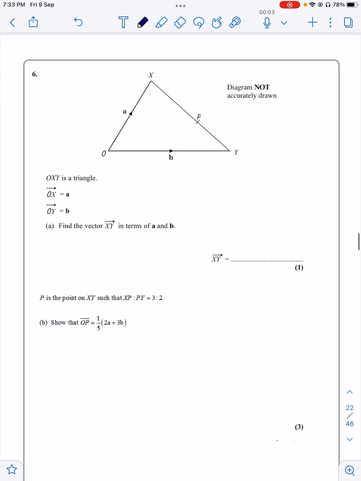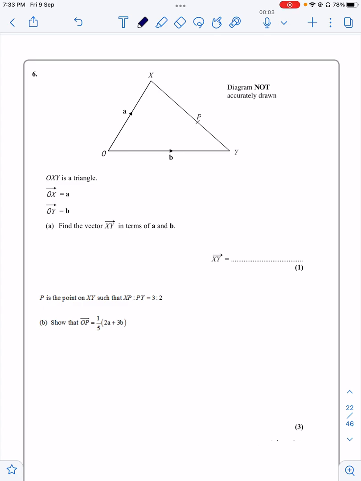Look here, again one sum in which we have to prove something or we have to show that. Okay, very interesting sum. Again, an example of a triangle. They have given us OX is A, so again XO will be minus A. OY is B, so YO will be minus B, and they have given a point P here on XY.